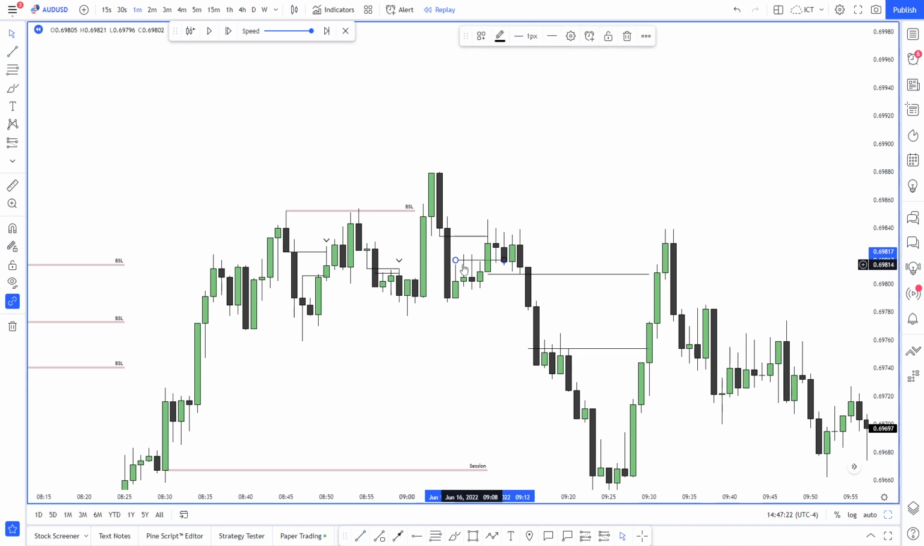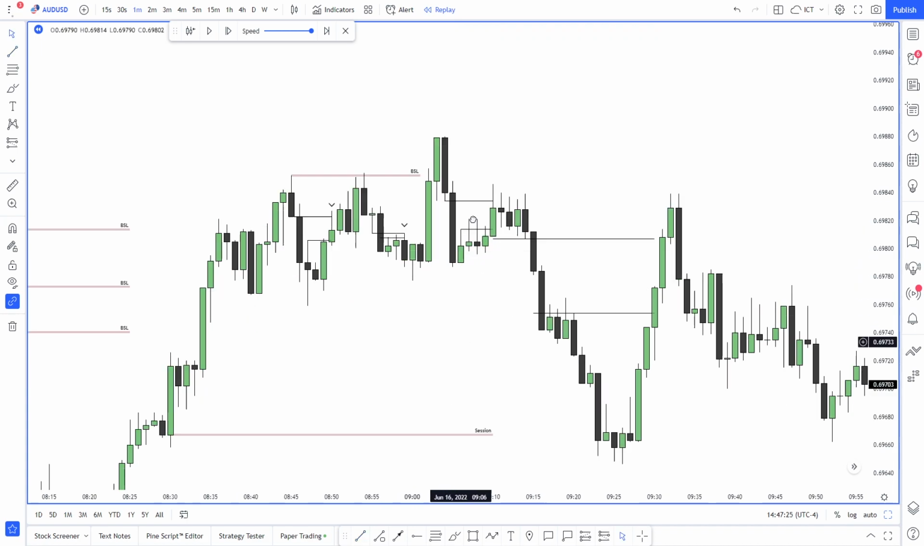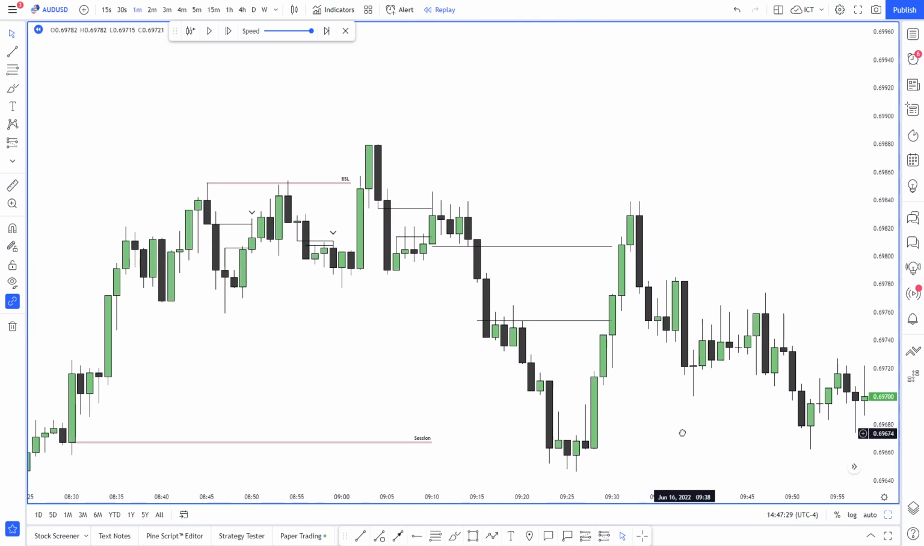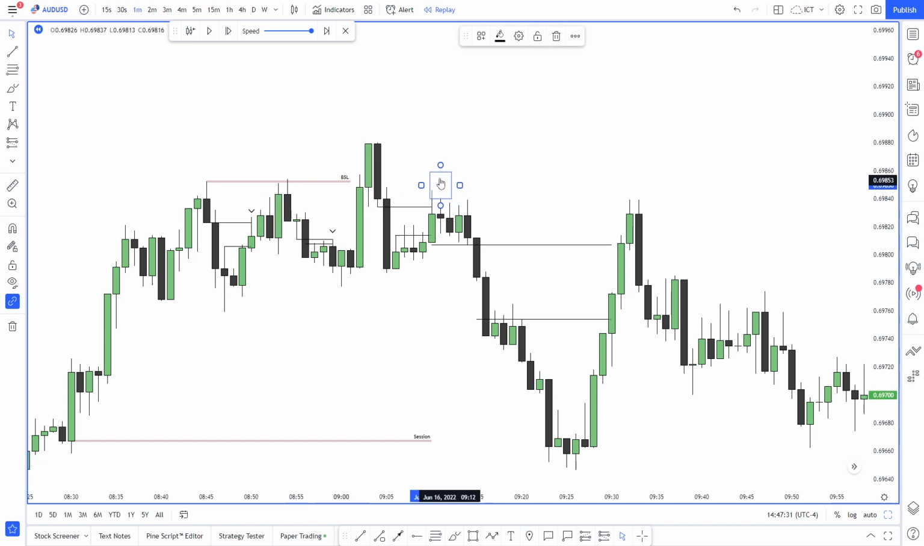And again, keep in mind that we're going all the way down to the low where this entire thing began, which is here, target sell side liquidity. So that could have been a first entry. That would have worked out, of course.